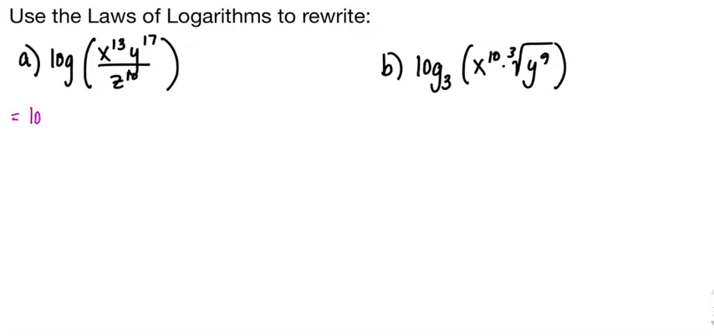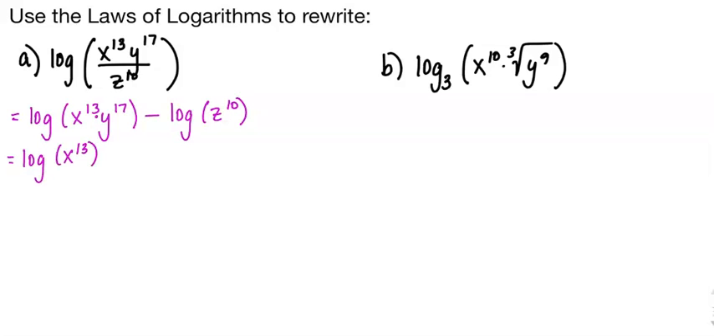So this is equal to log, still base 10, of the numerator, x to the 13th, y to the 17th, minus now a separate log term of what was in the denominator, z to the 10th. When we look at that first term, x to the 13th is being multiplied times y to the 17th. So when we have a multiplication, we can split that into two separate logs that are being added together. So we have a log base 10 of x to the 13th plus a log base 10 of y to the 17th minus a log of z to the 10th.